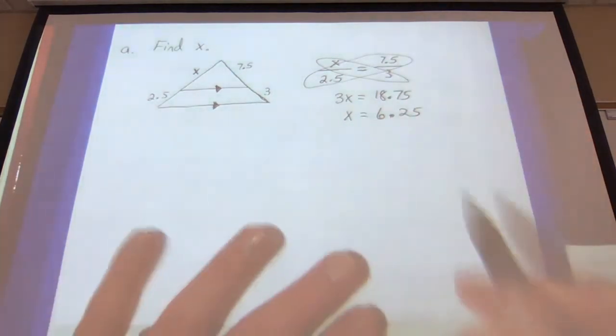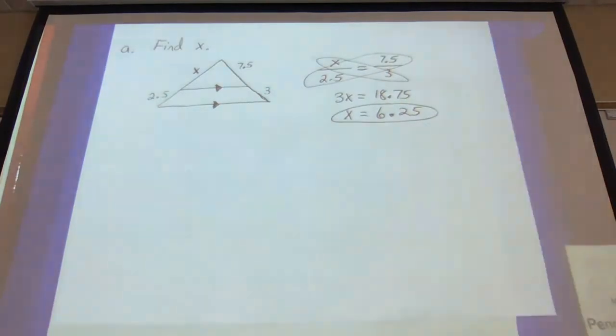I was thinking we'd get a whole number here. We did not. We got a decimal. So once again, don't be surprised if you get decimals. That does happen quite a bit when we're doing these. All right, there's the first one. Anybody need to see another one of those?